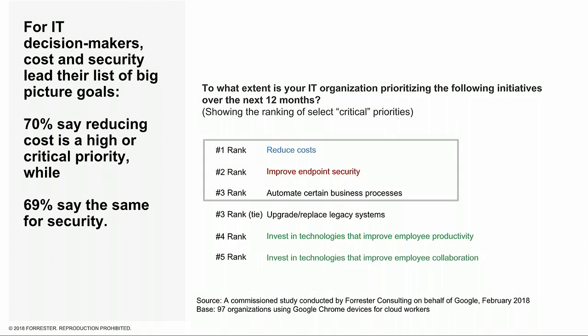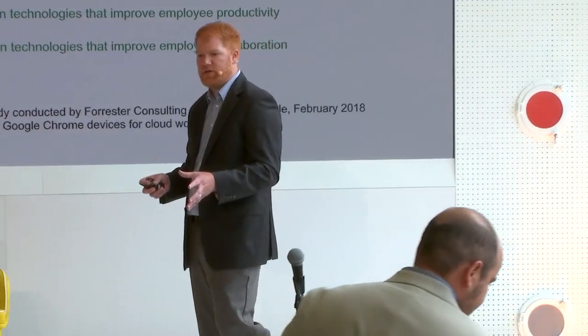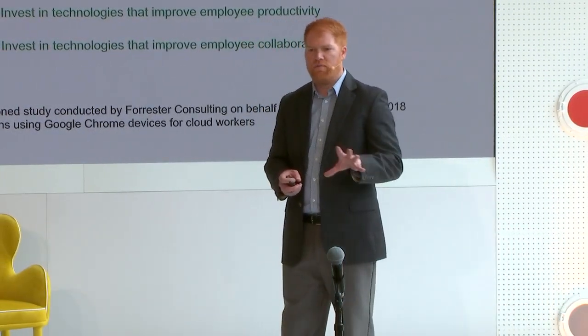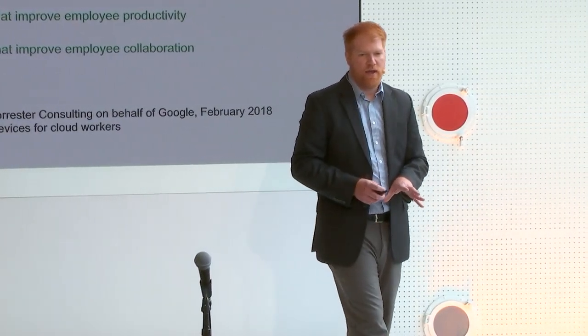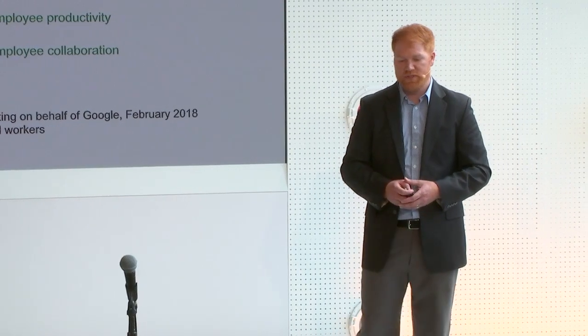Investing in technology that improves employee productivity, and investing in technologies that improve employee collaboration. And Google Chrome Enterprise is doing this for organizations. They're meeting the needs of organizations all over the world. They're meeting their top 12 priorities, and they're making this work within these companies. And I'll tell you how here in a minute.